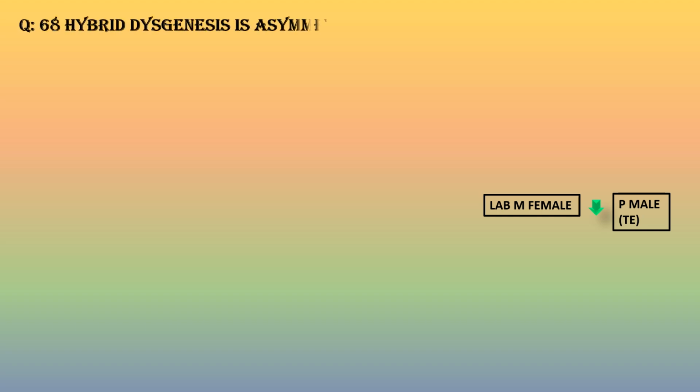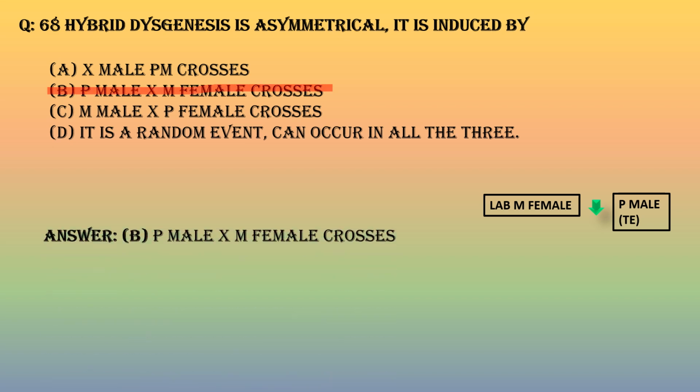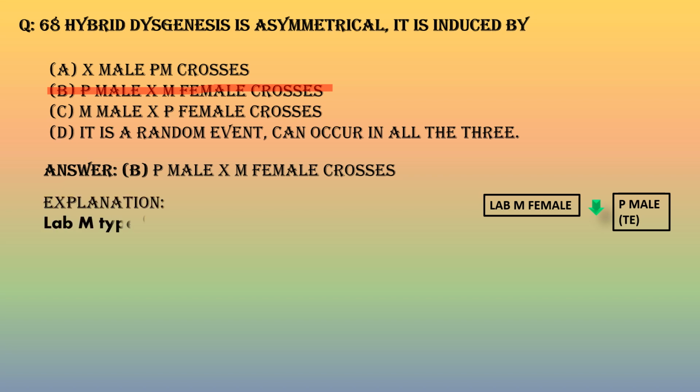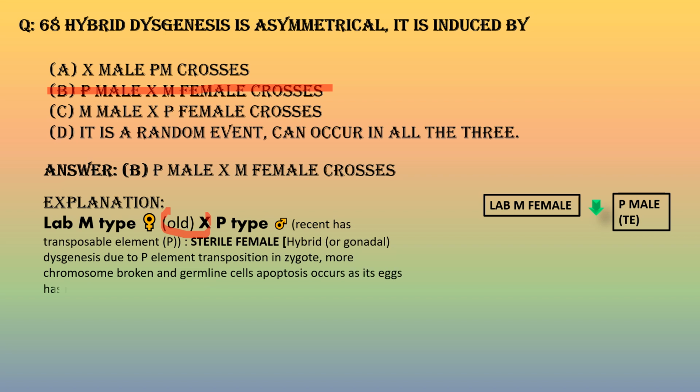Question number 68. Hybrid dysgenesis is asymmetrical. It is induced by. These are the options given. So the answer is P male and M female crosses. So how come? Let us see the explanation. Lab M type female is crossed with P type male. This M type female is the old strain, and this P type is recently found in Drosophila. This P type male has a transposable element.